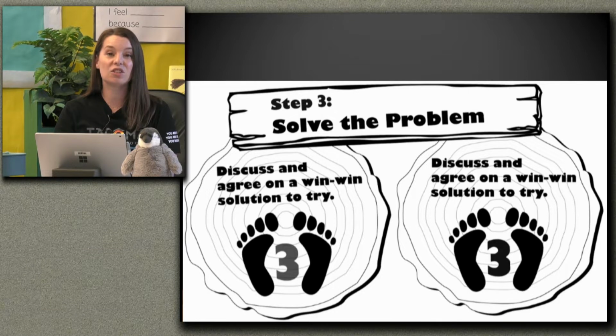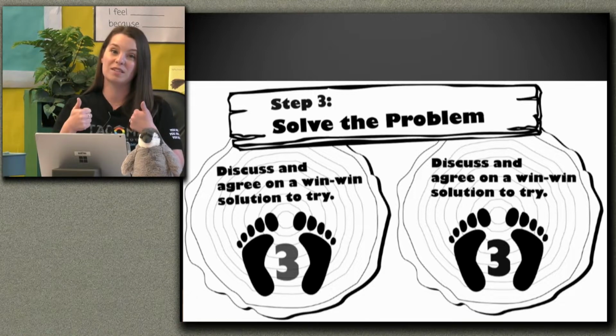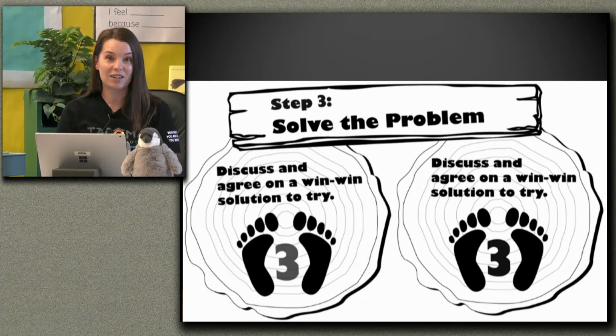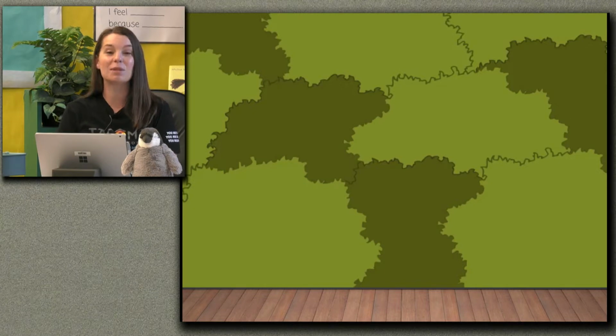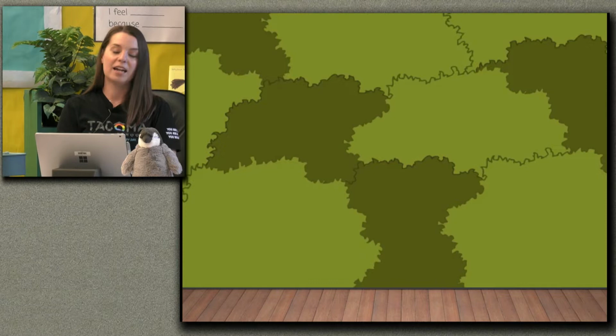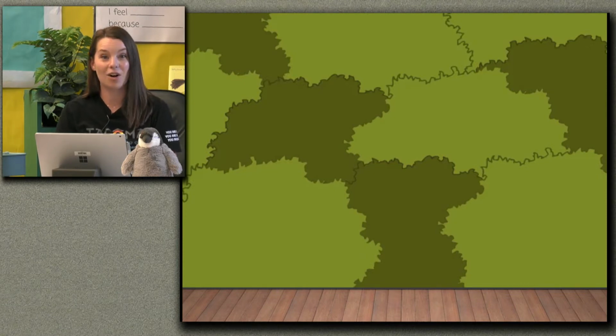Step 3 is to solve the problem. This is where both people come together and talk about what their ideas were for a win-win solution, and then together you decide which one you're going to try to solve your conflict. Now, I have a video for you, and this has some characters. Chili from Give Yourself a Chili Hug and his friend, and they have a conflict. And let's see how they solve this conflict.